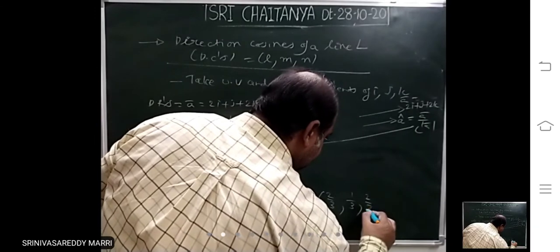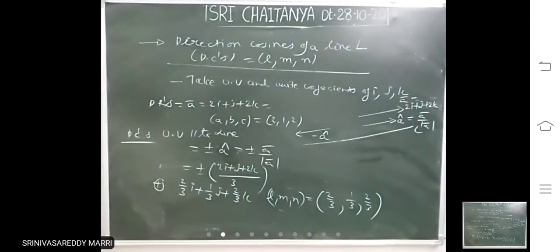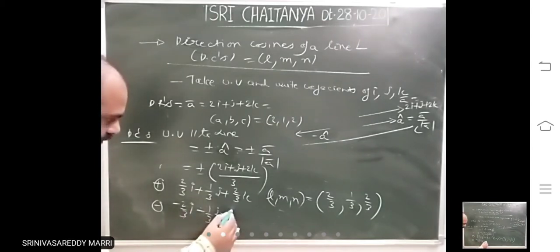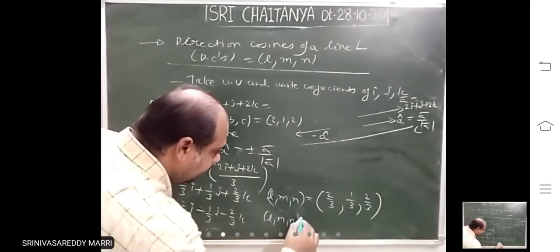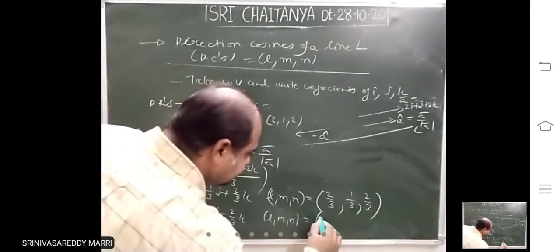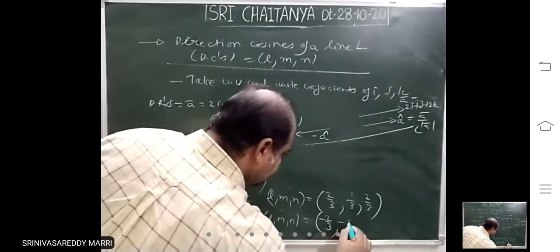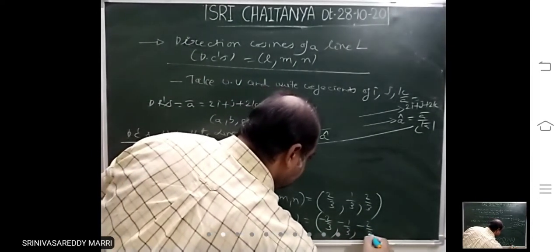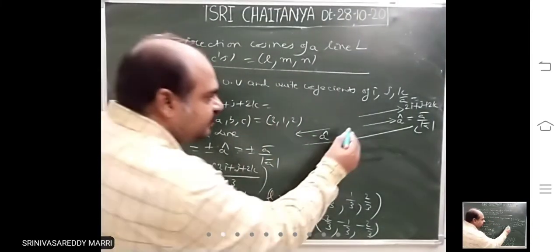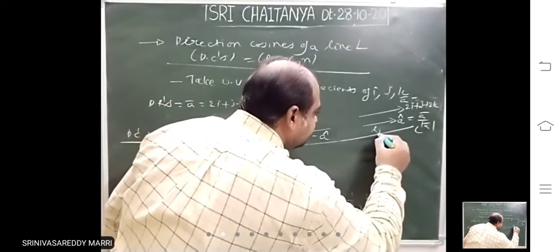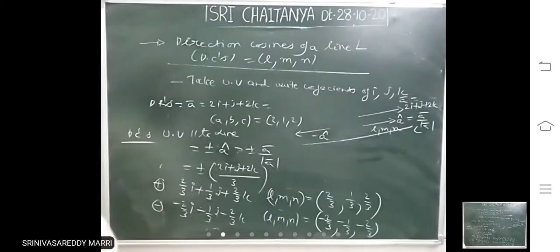1 by 3, 2 by 3. These are DCs, the DCs of that line. Therefore, LMN is nothing but the coefficients: minus 2 by 3, minus 1 by 3, minus 2 by 3. These both are the answers. One unit vector in this direction gives you LMN, the DCs.